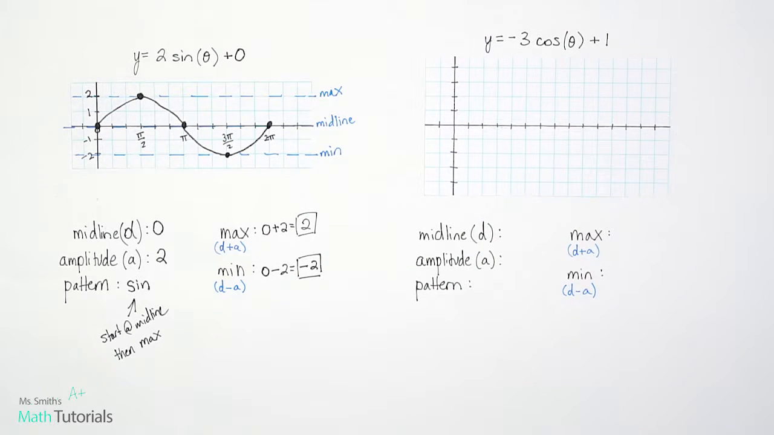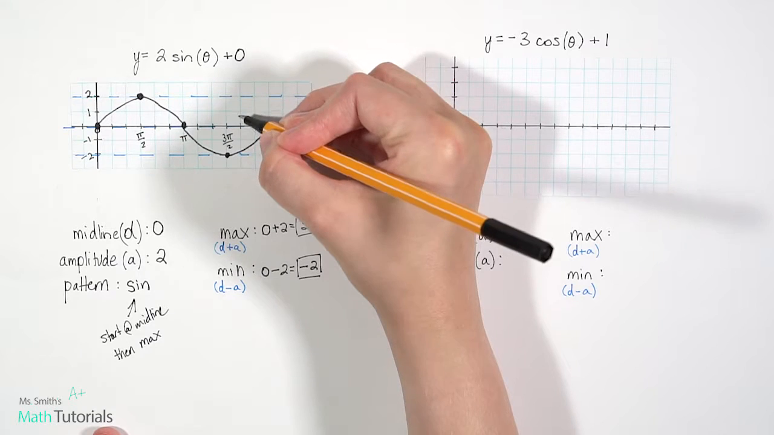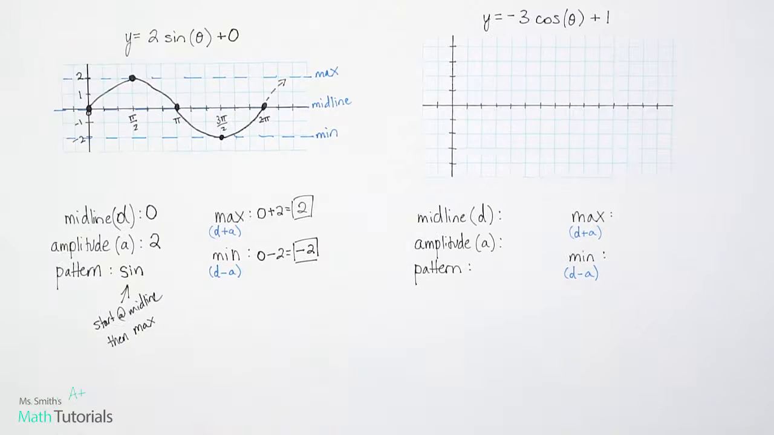There is our 1 period for this equation, and also note the amplitude is 2, which makes sense because it is 2 units from the midline in either direction. And it's good to note that this would continue on if you were to continue the pattern.